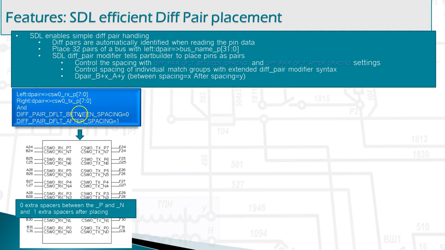In this case, the diff pair default between spacing was set to 0, so there's no extra spaces between them. And then the default after spacing was set to 1, so we get this extra space between each diff pair.